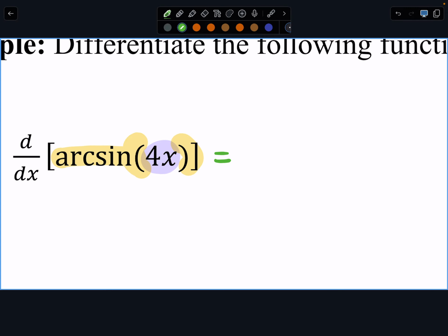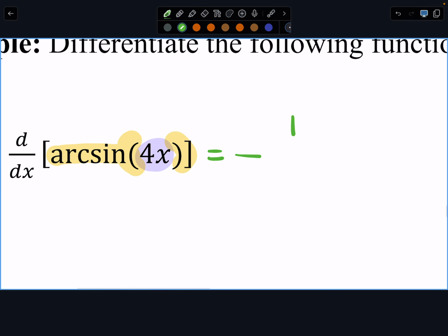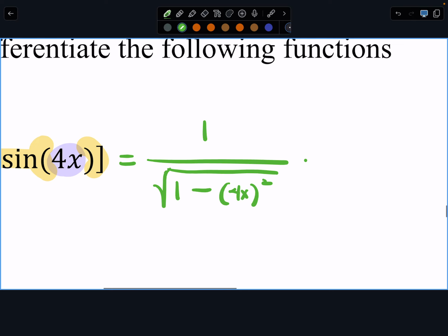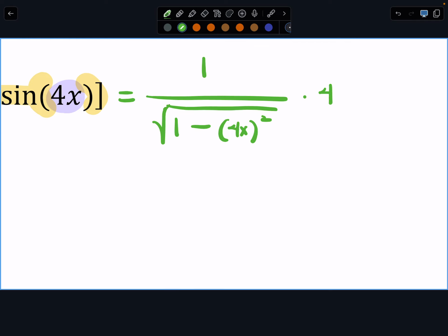Derivative of arcsine would be 1 over the square root of 1 minus, leave the inside alone, and then times the derivative of the inside, which would be times 4. That would be the free response answer, but you always could clean that up a little bit.